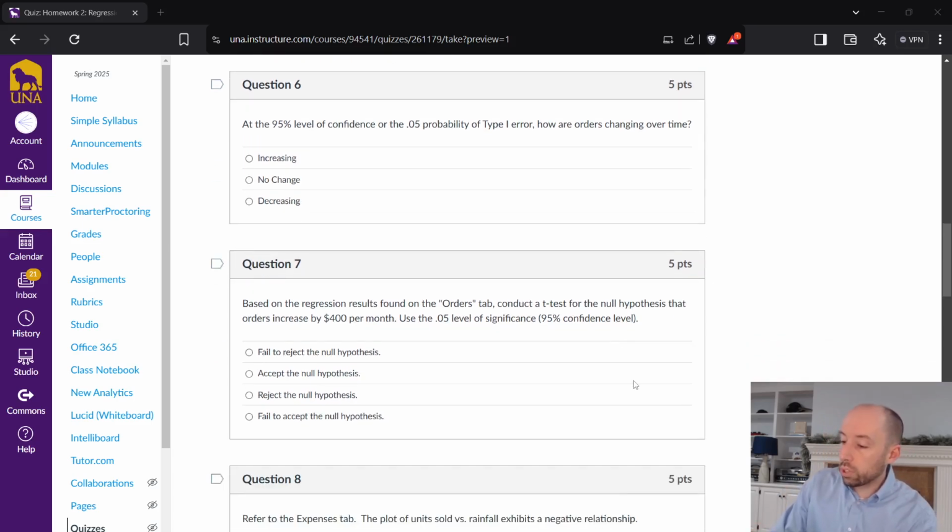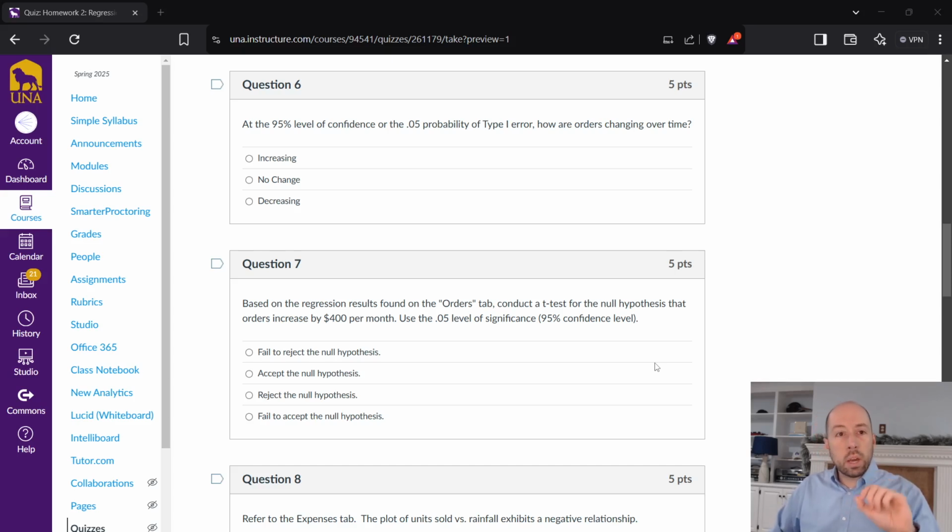Based on the regression results found on the Orders tab, conduct a t-test for the null hypothesis that orders increase by $400 per month. Use the 0.05 level of significance. Okay, once again, we're just doing 95% confidence here. So easy, regular level of confidence. We're not treating this as if it's an extreme scenario where we have to be 99 or 99.9% certain that we're not accidentally rejecting the null hypothesis. A t-test for the null hypothesis that orders increase by $400 a month.